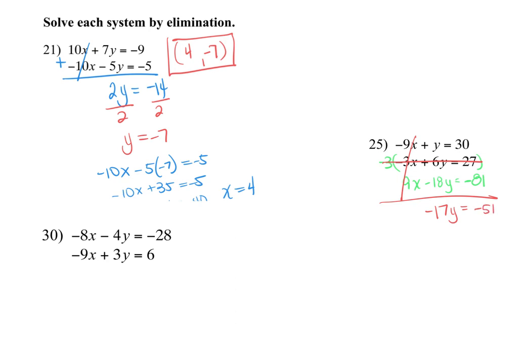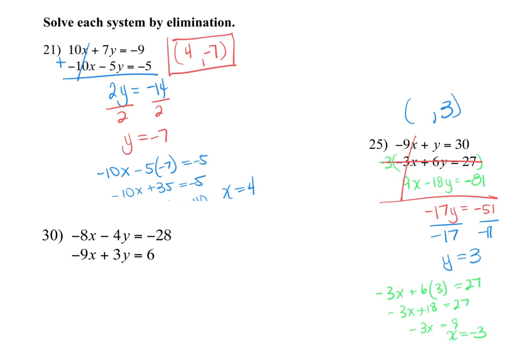That is divisible, so divide both sides by negative 17. That is 3. And just like everything else, once I have one variable, right, I have the y value here, solve for the other one using any of the equations. So if I have negative 3x plus 6 times 3 equals 27, negative 3x plus 18 equals 27, subtract over, negative 3x equals 9, so x equals negative 3. And so I have my x value there as well, and I am done.